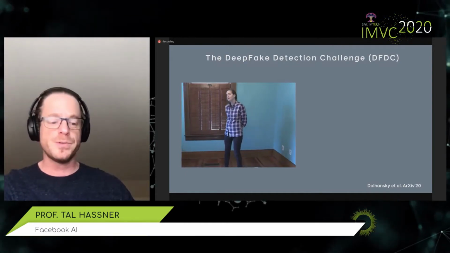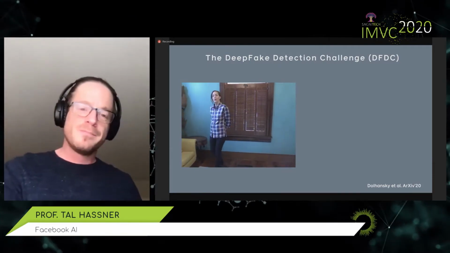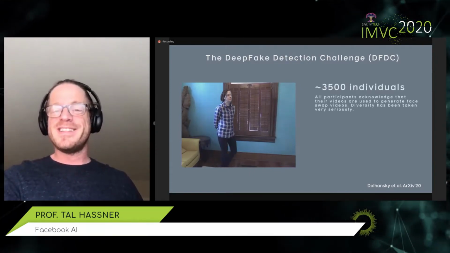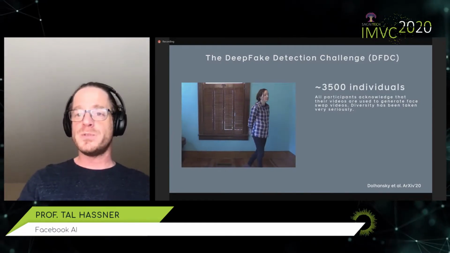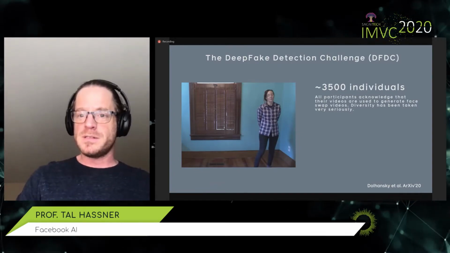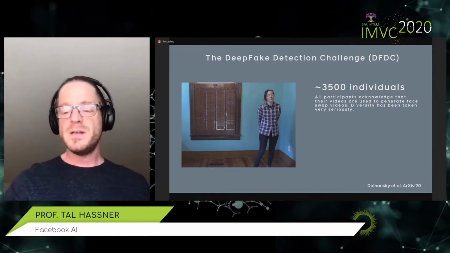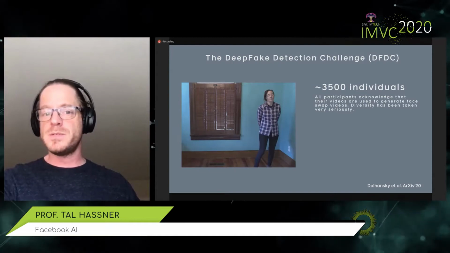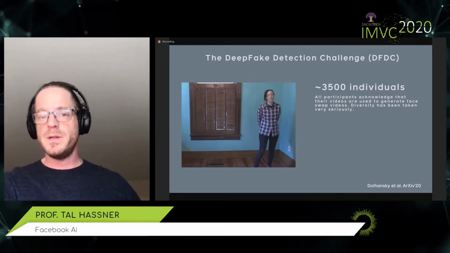It has some features that, as I mentioned, are extraordinary. One of them is the fact that this data set includes 3,500 individuals. Not a great number if you consider some of the benchmarks out there that the scientific community is regularly using. But what's special about this is that all the participants signed consent forms acknowledging that their videos and faces will be used for face manipulation and detecting face manipulations.